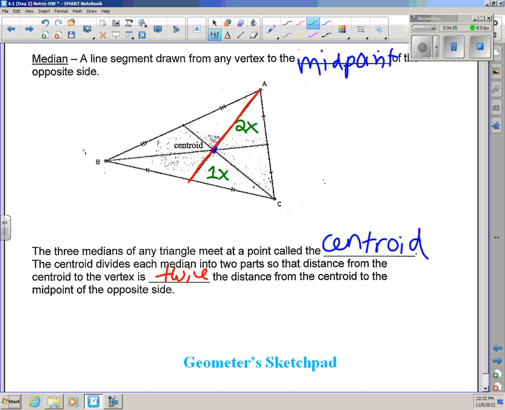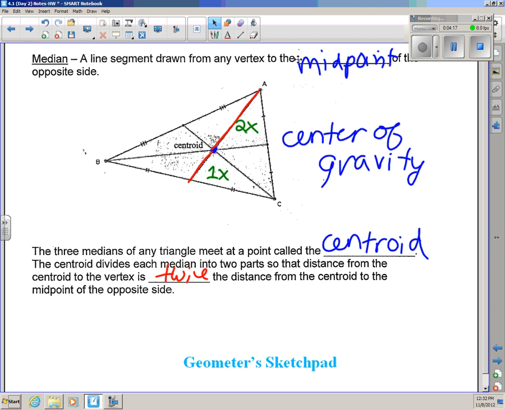The other thing about the centroid is that it also happens to be known as the center of gravity. And I'm hoping in class to let you take a look at some triangles of different sizes and find their centroids. You should be able to hold that triangle by your fingertip on that centroid, and that triangle should be perfectly balanced. So we're going to try that in class.